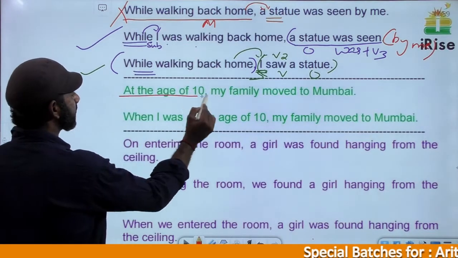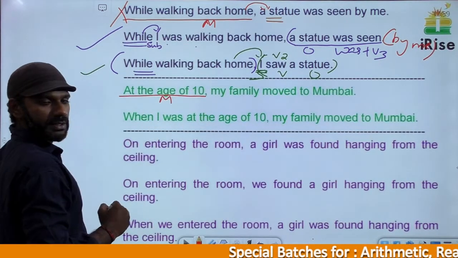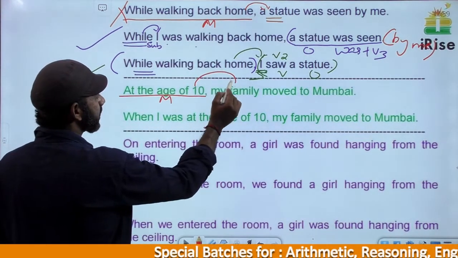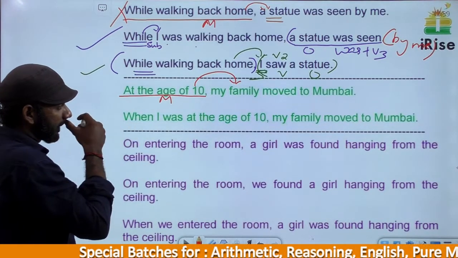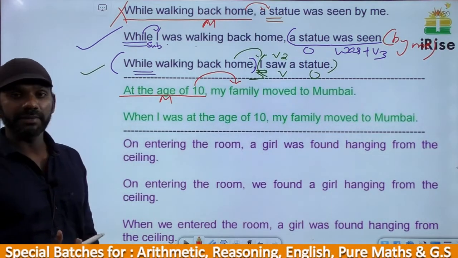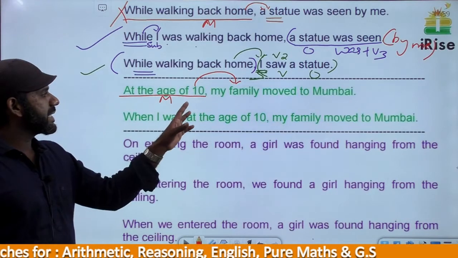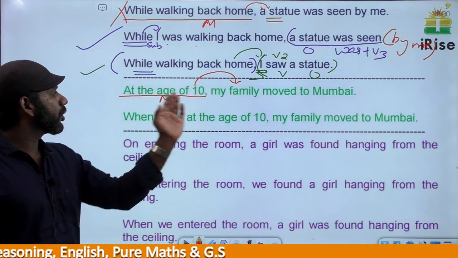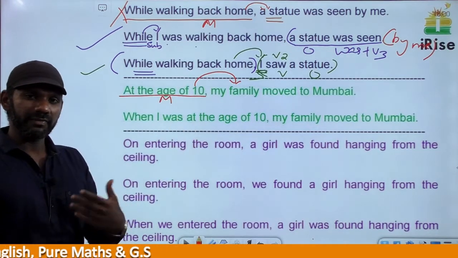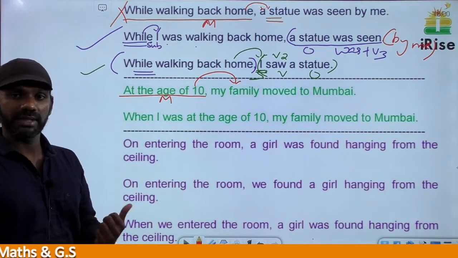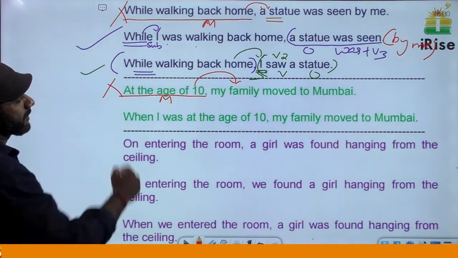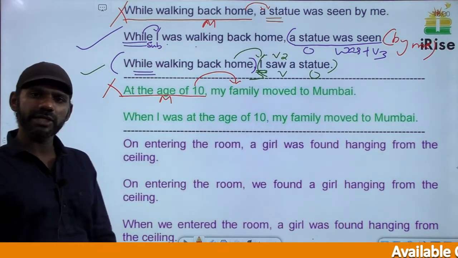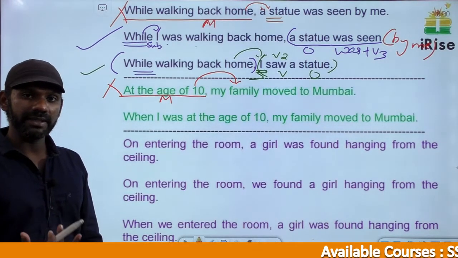At the age of 10 is a modifier here, a subordinate clause. And the modifier comes very close to my family. That means the modifier is modifying my family. At the age of 10, my family means my family was at the age of 10. Can my family be at the age of 10 or 15? No. Does not make sense. Eliminated. In fact, who must be at the age of 10? I must be at the age of 10.